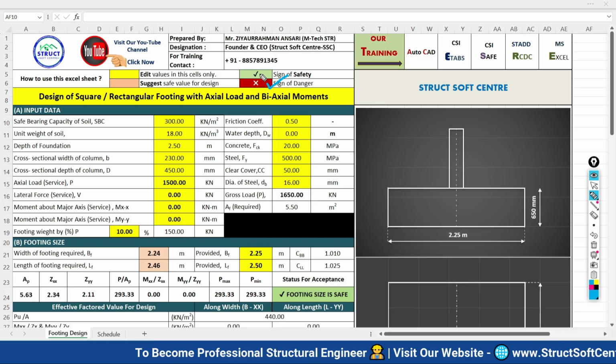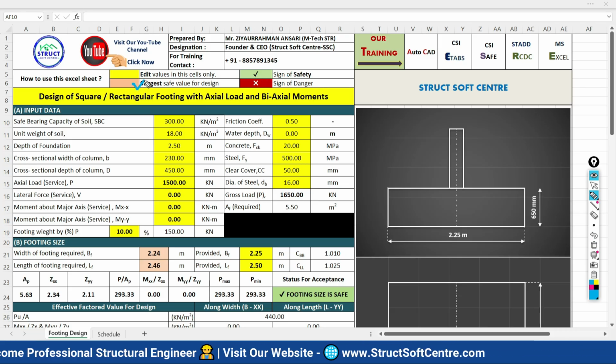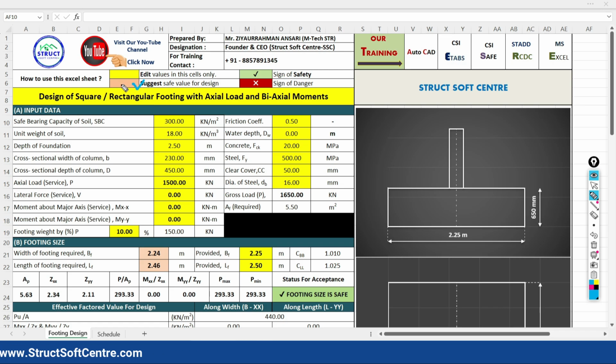So red is the sign of failure or danger, and you will get an orange color cell, which defines the safe value. If you adopt the value in that orange color cell, the design will be safe. So it is a guiding cell. This orange color cell will guide you on what value you should consider for a safe design.